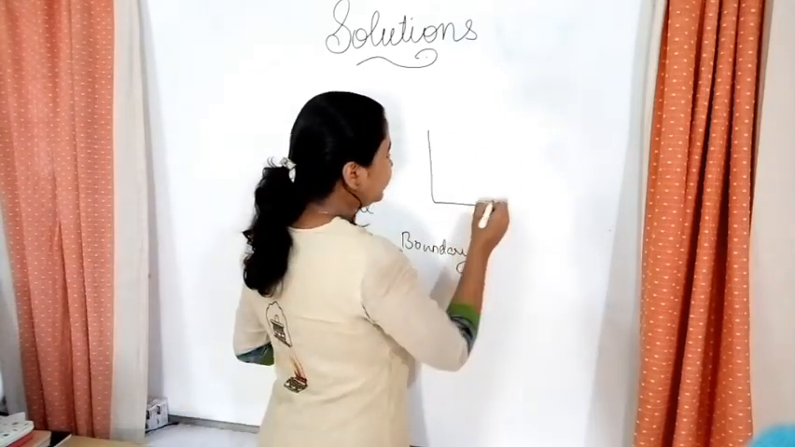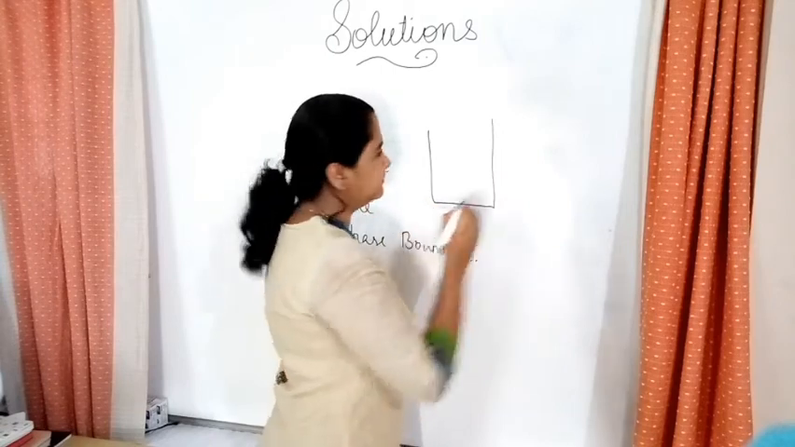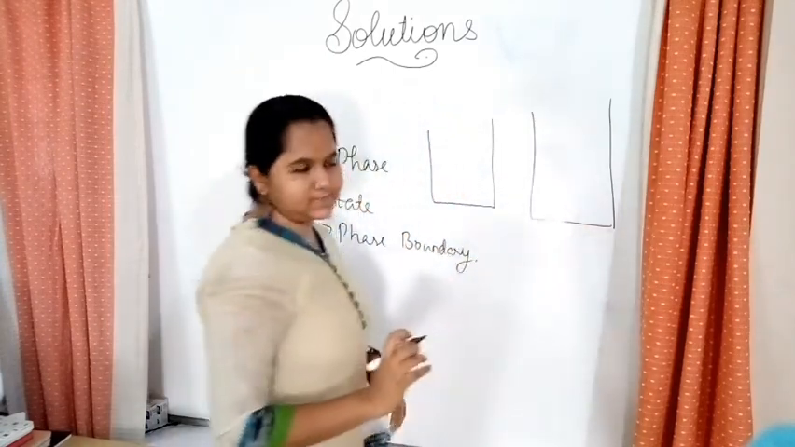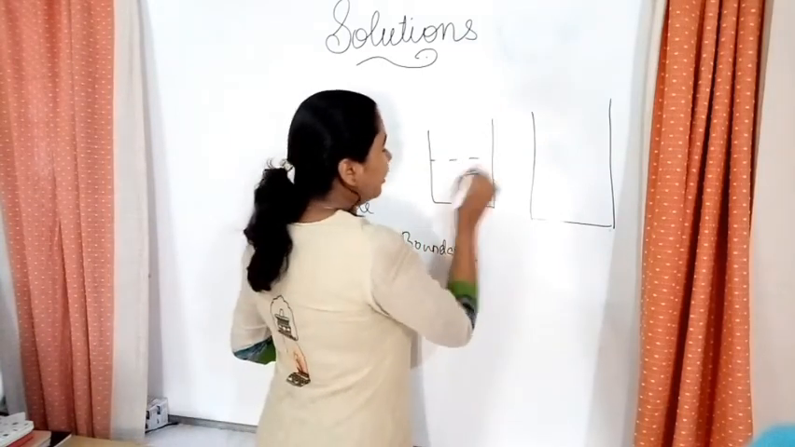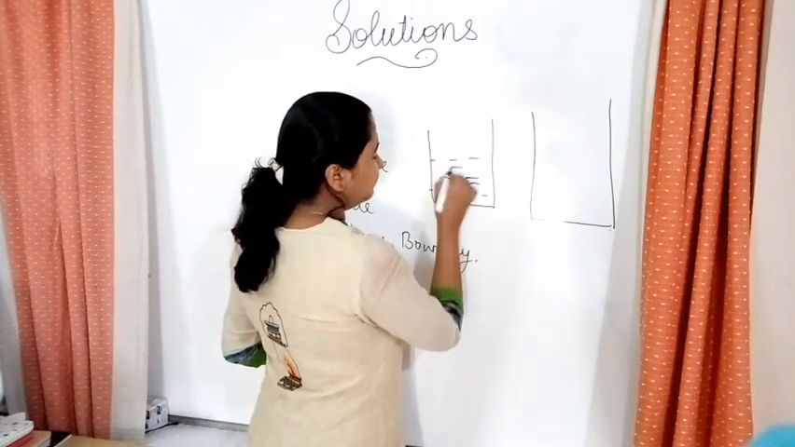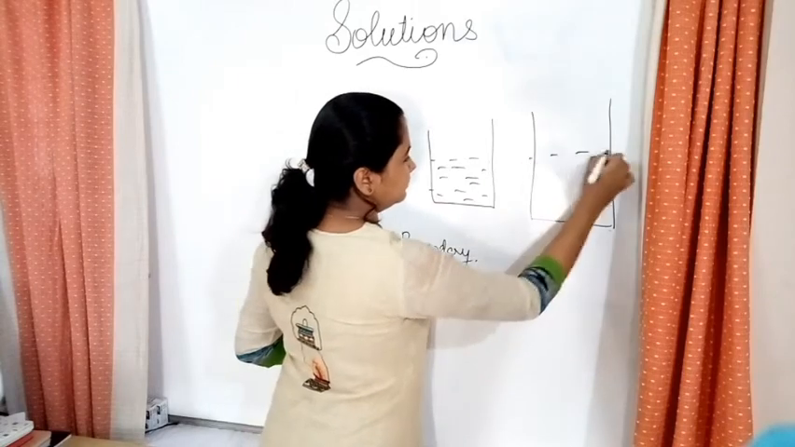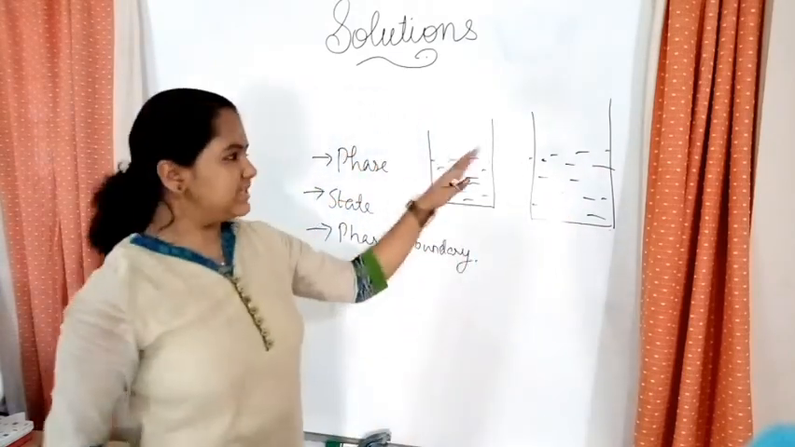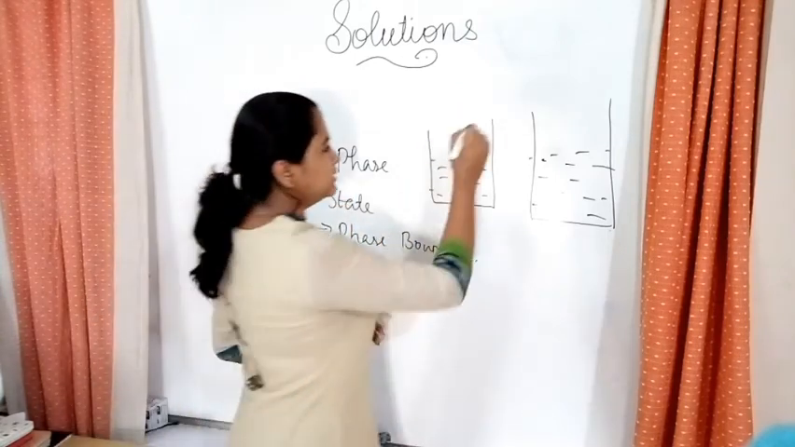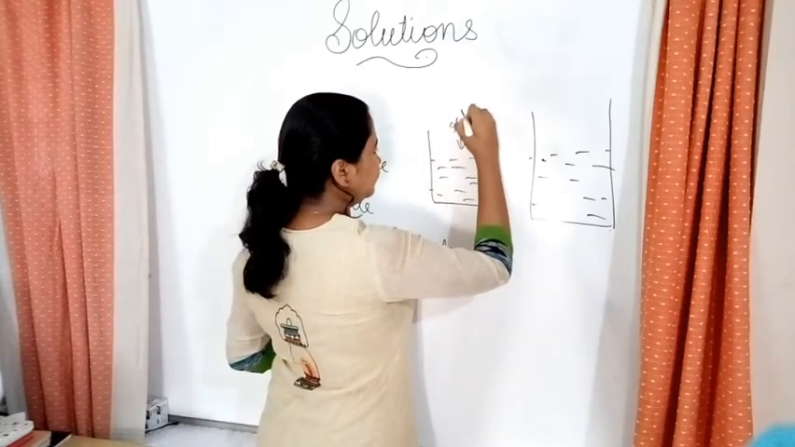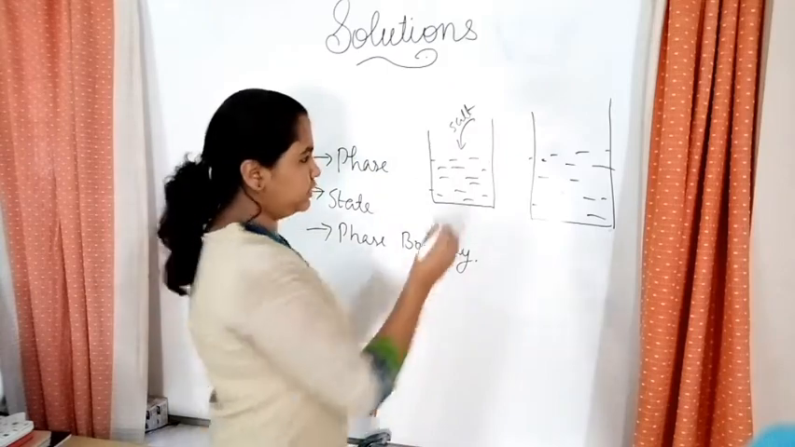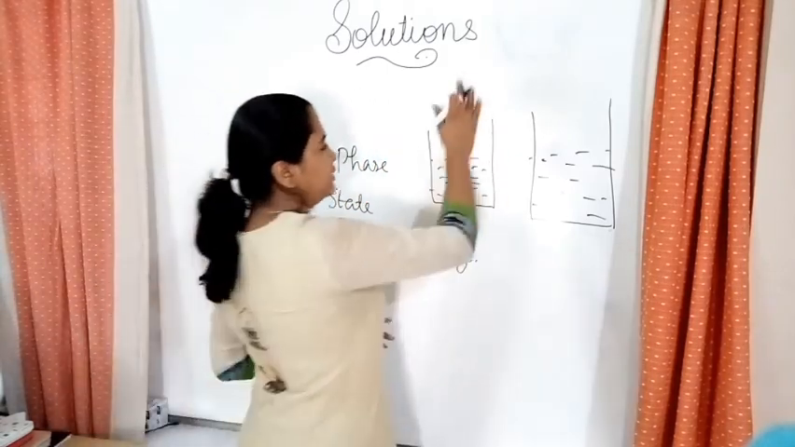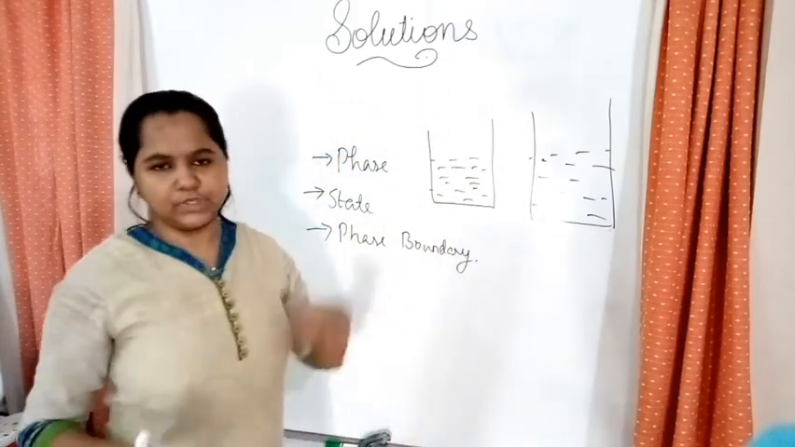So I've taken two jars. These are the two jars. In both of them I added water. To this I add salt. So salt is added and is dissolved. So the salt comes and it's added and it dissolves. After dissolution, the solution would look like this.